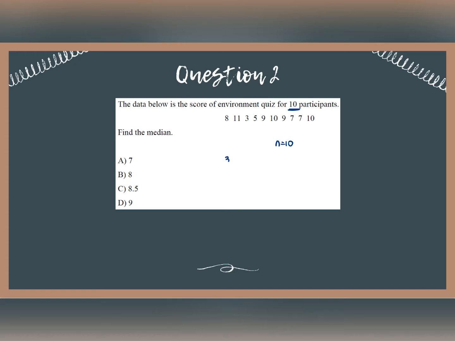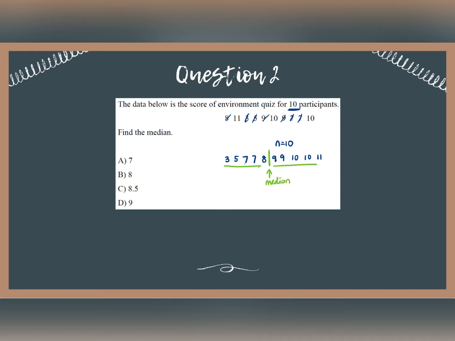3, 5, 7, 7, 8, 9, 10, 11, 12, 13, 14, 15, 16, 17, 18, 19. Okay, so N equals 10, median. We know the median is in the middle. So 1, 2, 3, 4, 5 here. We can see it is divided here. So here there are 5 data, and here there are 5 data. So this is where our median is.